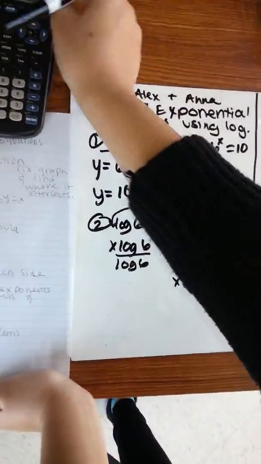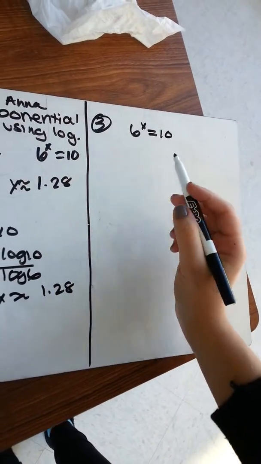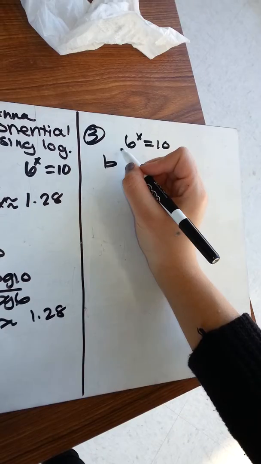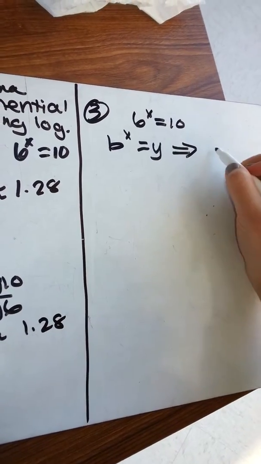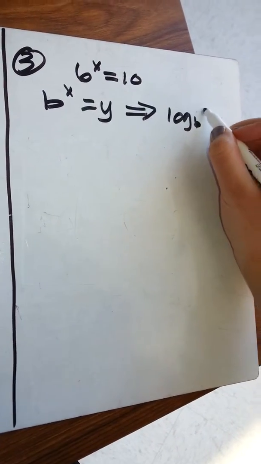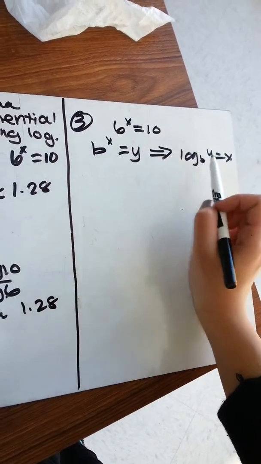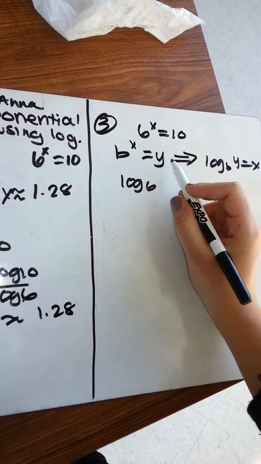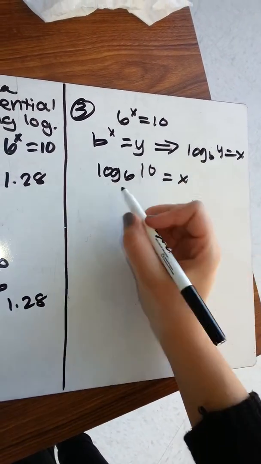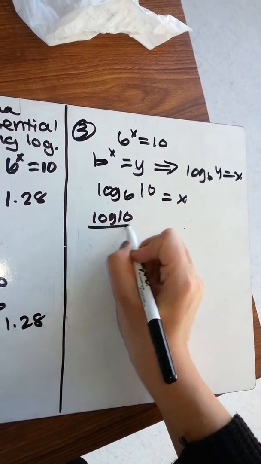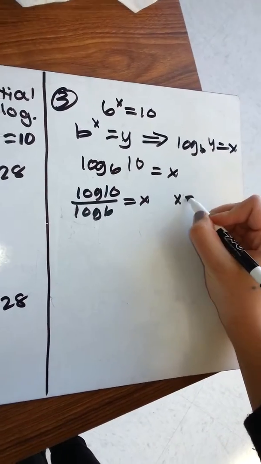There is another method. The third method. Again, we have our equation. This time we're going to be using a different formula. So we're going to do b to the x equals y, and then we're going to rewrite it like this: log base b of y equals x. So if we look at our equation, we have 6 right here as b, so it would be log base 6, x is over there, so x, and then 10 would be right here. And then the change of base formula says that you can do log of 10 over log of 6, which is almost the same as the other method, and you would get x. And again, x equals around 1.28.